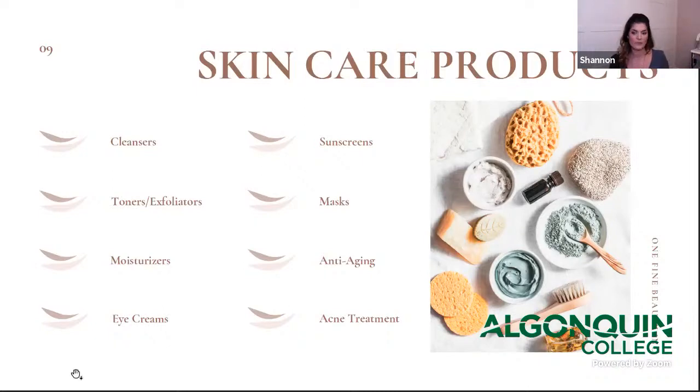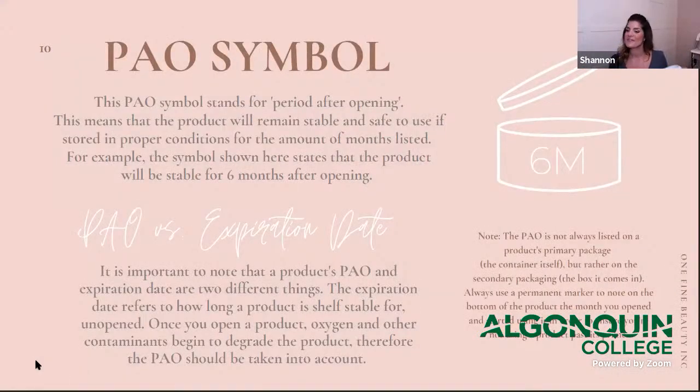All right, next slide. This slide is probably my favorite slide because I feel like there's little tidbits of information in here that people might not know, and I do love educating and teaching about this stuff. So this little jar that you see on your screen, this is your PAO symbol. So this stands for period after opening. And it just means that your product, once it's opened, is going to remain stable and safe to use if stored in proper conditions. So to use it by the amount of months listed there. So this one here would stand for 6 months.